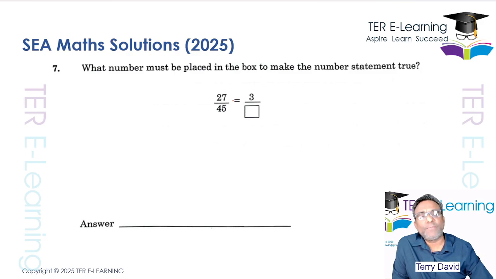So number 7, we have an equivalent fraction here, right? When you jump from here to here, you have 27 and you're going to 3. What you're doing here, you're dividing by 9. So I have to do the same thing at the bottom here. So you're going to divide by 9 here. So therefore, 45 divided by 9, you're going to get 5, right? So the answer is 5 in this case.